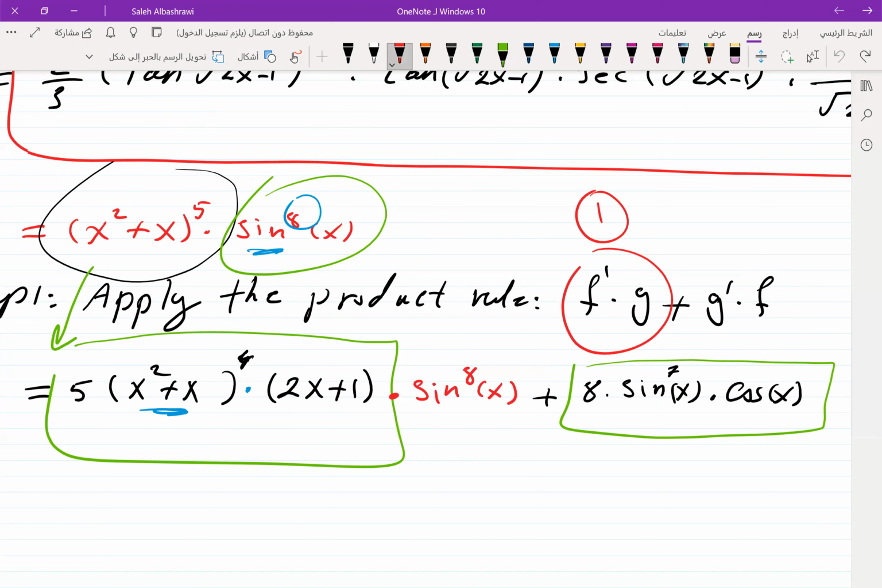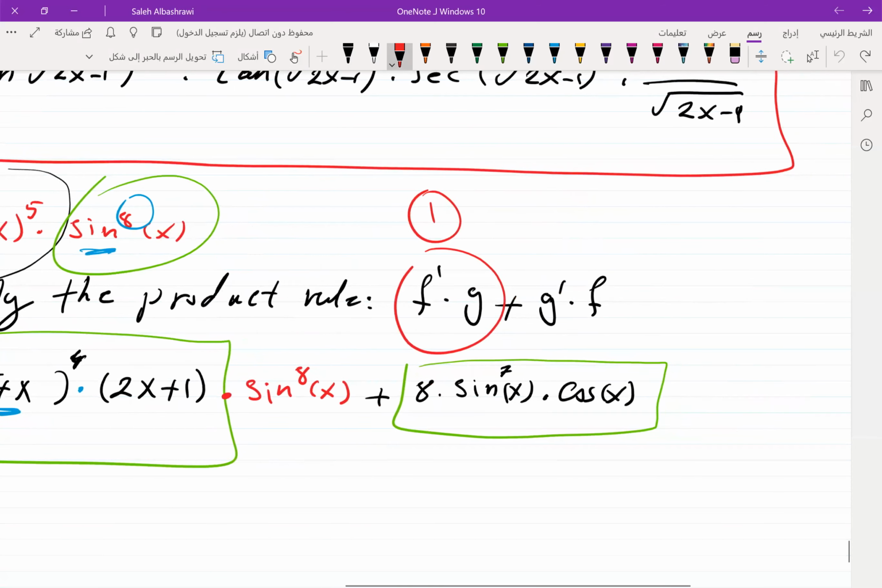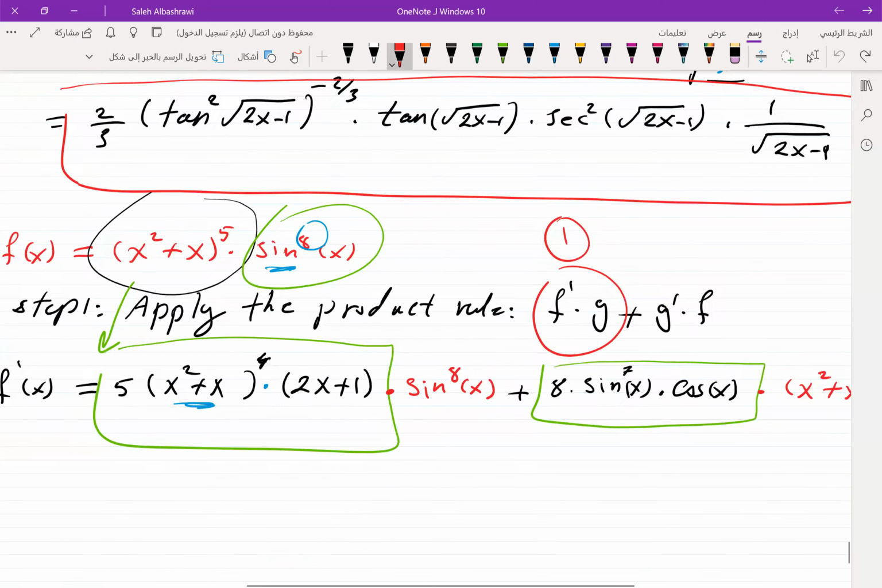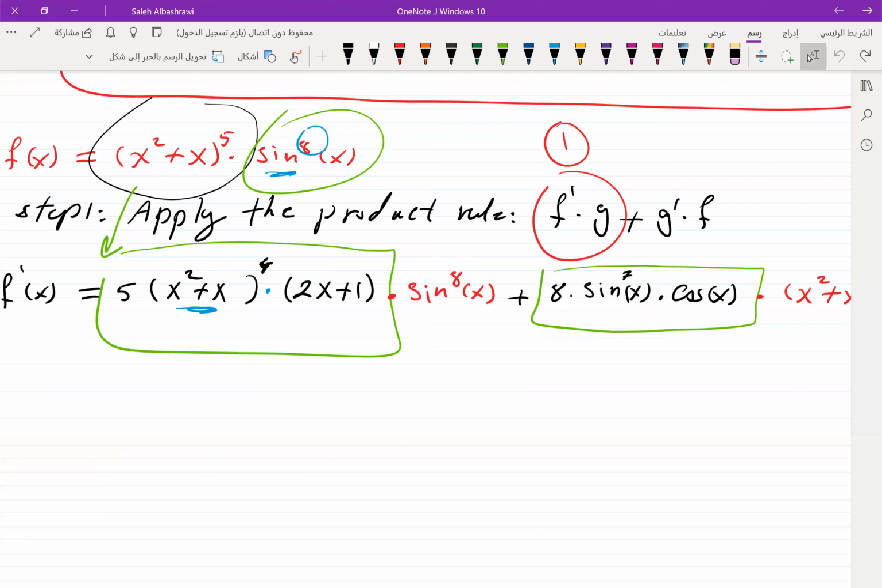Don't forget I have to multiply by the first function, which is (x squared plus x) to the power 5. So this is the derivative. We apply the product and chain rule. So just write it in a good way.